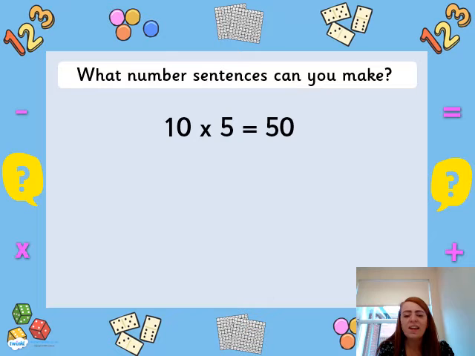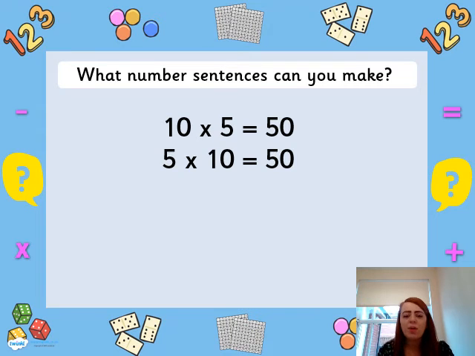Right, here's another example. This time I've got 10 times 5 equals 50. Because I know that 10, 20, 30, 40, 50, 10 5s make 50, or 5, 10, 15, 20, 25, 30, 35, 40, 45, 50, okay? What other number sentences can I make? Remembering that the two smaller numbers can swap around and the biggest number still comes at the end. So pause the video, then play when you're ready.